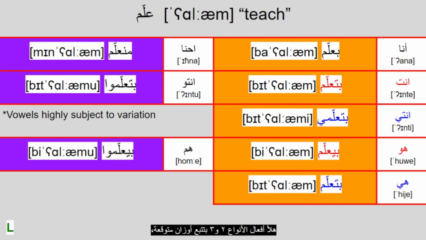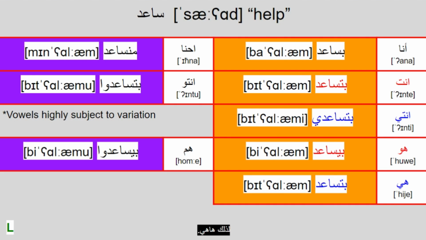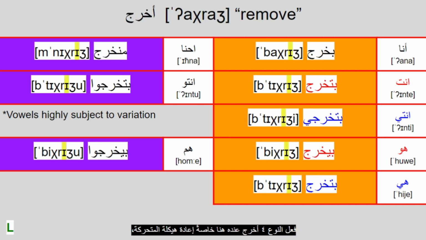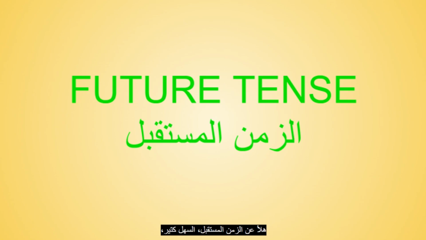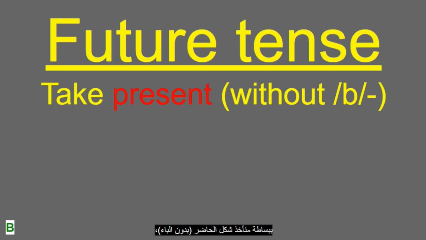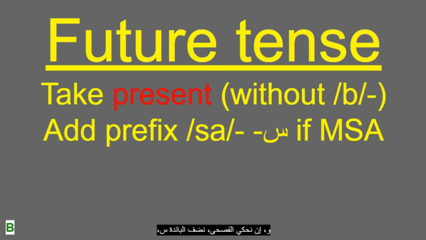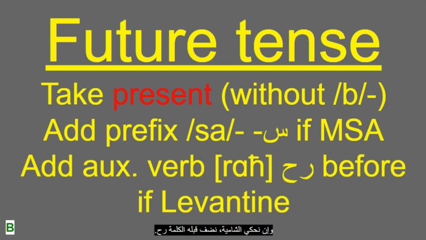Now class 2 and 3 verbs follow predictable patterns, so here they are. The class 4 verb akhraj mostly has a vowel restructuring here, and ta'allam is exactly how you'd expect it. Now about the future tense, which is very easy as you just take the present tense form without the ba, and if speaking MSA, add the prefix sa, and if in Levantine, add the word rach beforehand.